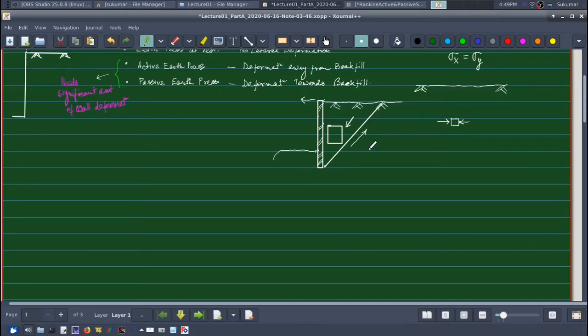Okay, and this condition, when the soil mass near the wall is at the verge of failure due to the movement of the retaining wall away from the backfill, whatever lateral pressure acts on the soil or the wall is called active earth pressure. All right, that is what active earth pressure is. So this is my active condition.